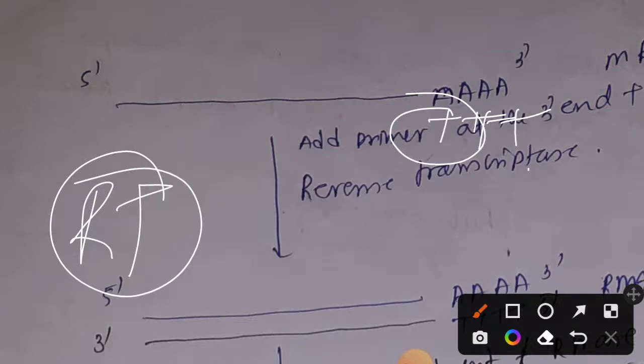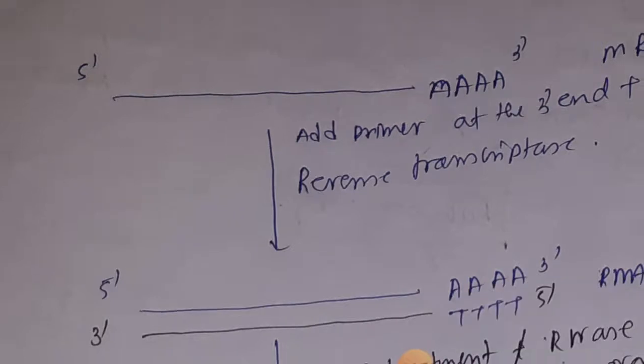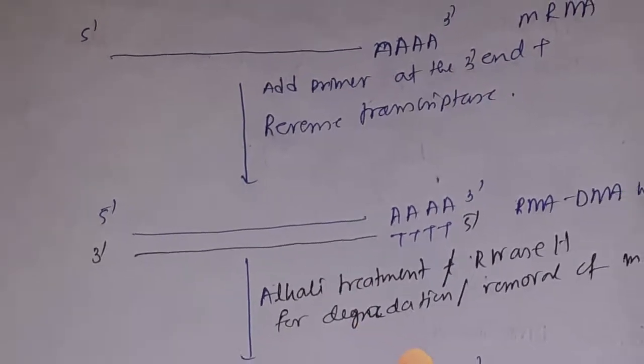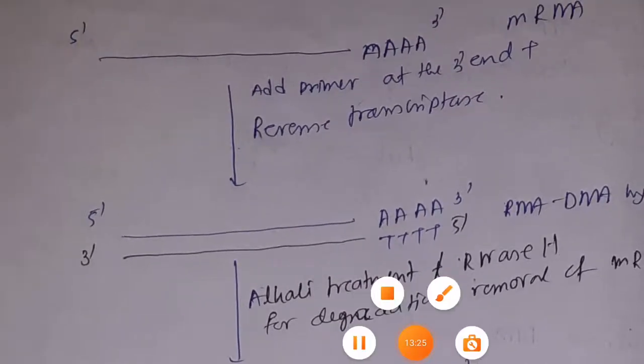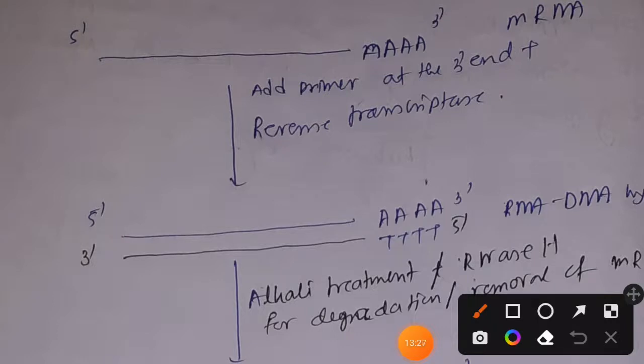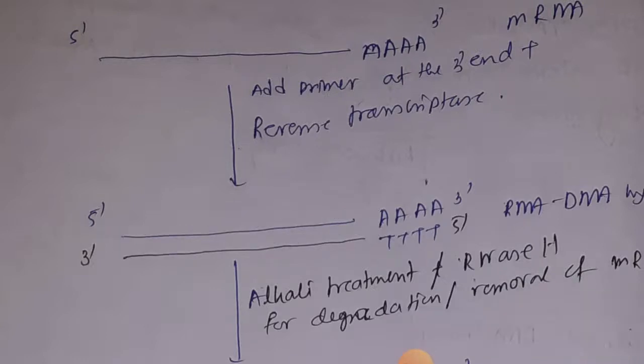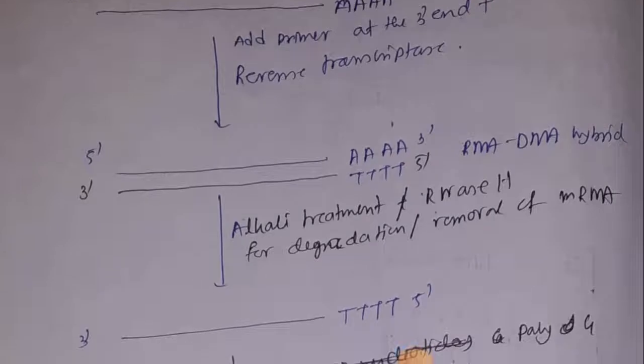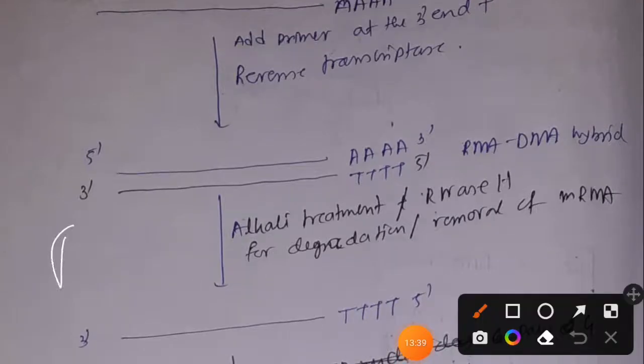Now under such circumstances we will add reverse transcriptase, and I have told you that reverse transcriptase is an RNA dependent DNA polymerase. That means the reverse transcriptase will use this mRNA molecule as a template and construct a cDNA molecule. So now what do we have? We have an RNA DNA hybrid.